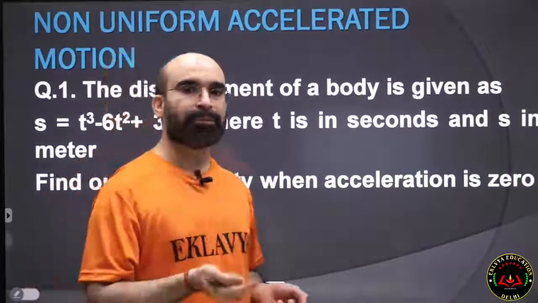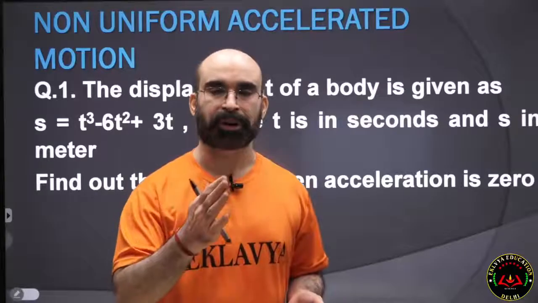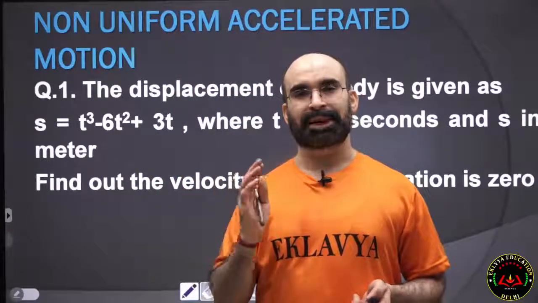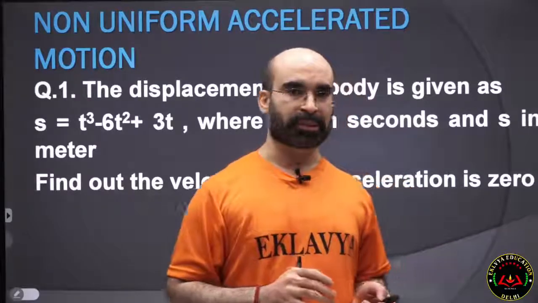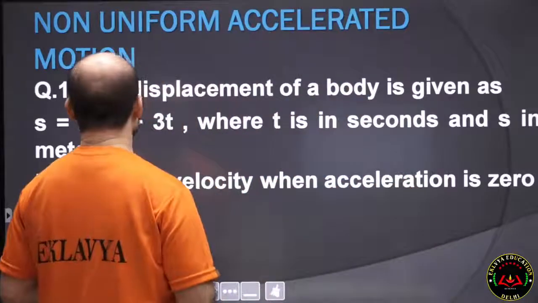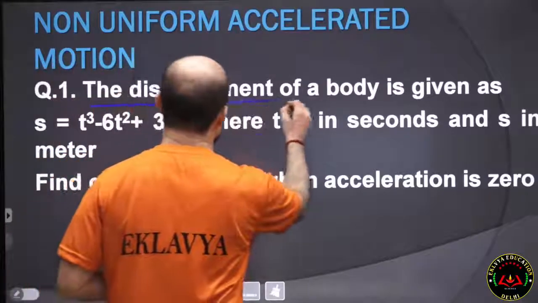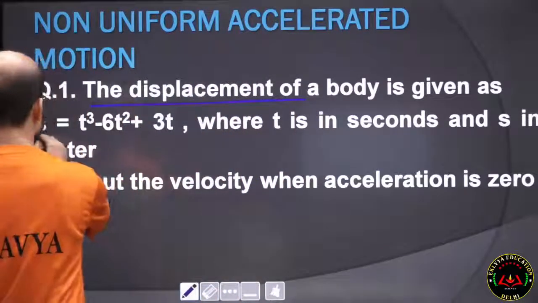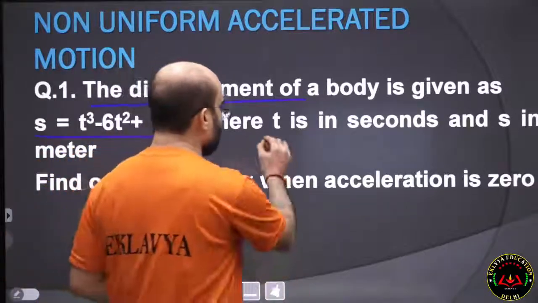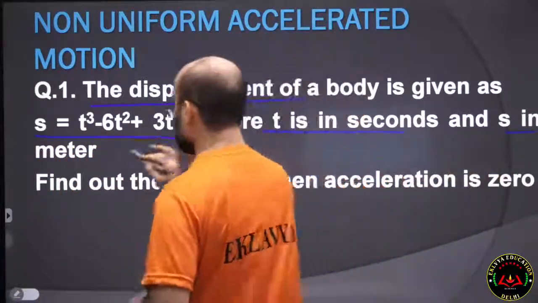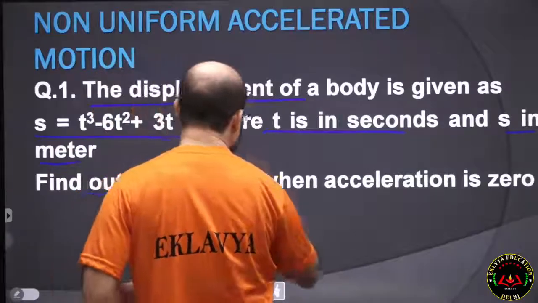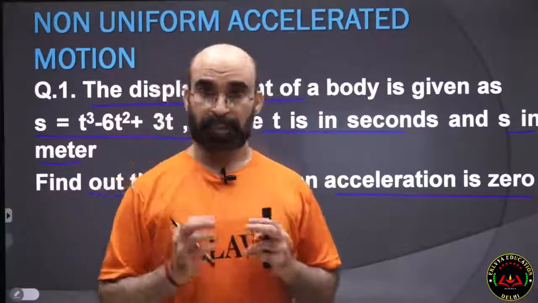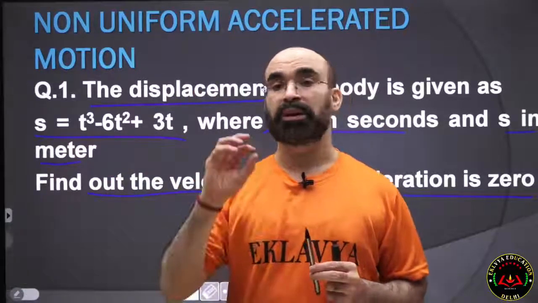Before that, I have one more question based on differentiation, just to review it quickly. This is a very simple question. The displacement is known to you. The displacement of a body is given as S equals this. Mind it, where T is in seconds and S is in meters. Find out the value of velocity when acceleration is 0. This is based upon differentiation.